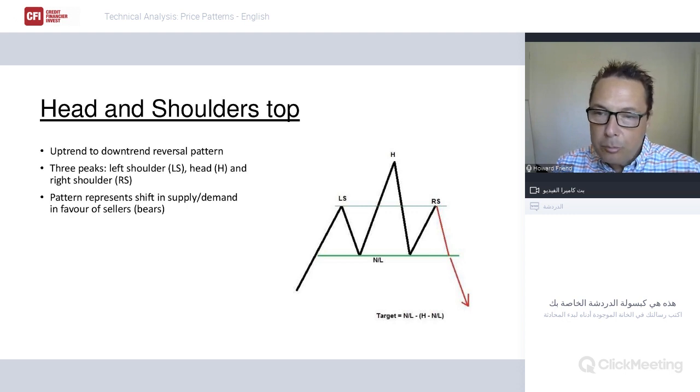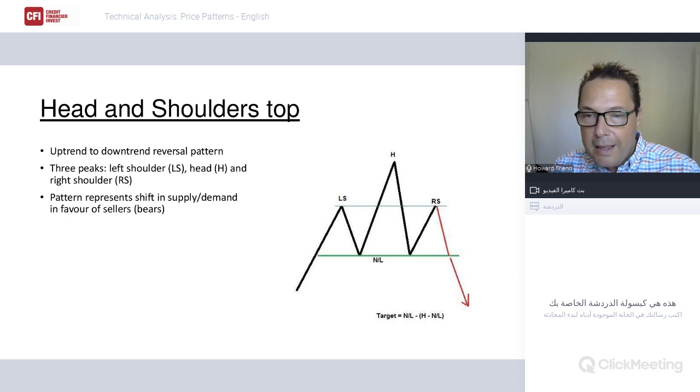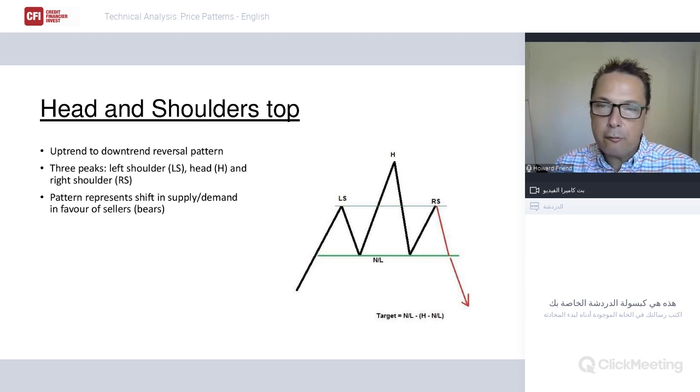But instead, it tops out, starts to break down, and the pattern is completed when you get a closing break of this neckline. So you have the left shoulder, the head, the right shoulder, and this is the neckline of the pattern. Once it's complete, you get a minimum target for this reversal pattern, which is the distance from the head, in other words, the highest point of the pattern, down to the neckline, projected from the neckline. Okay, so that gives you a minimum price objective for this pattern.